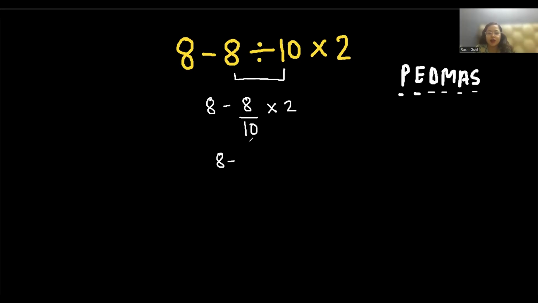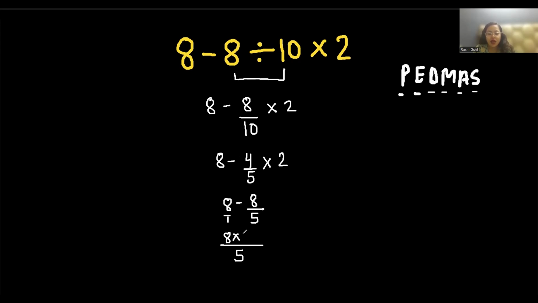So 8 divided by 10 will be divided by 2, so we get 4 by 5 times 2. Now we have to multiply first, so it becomes 8 by 5. Now I'm taking the LCM, so it becomes 5.